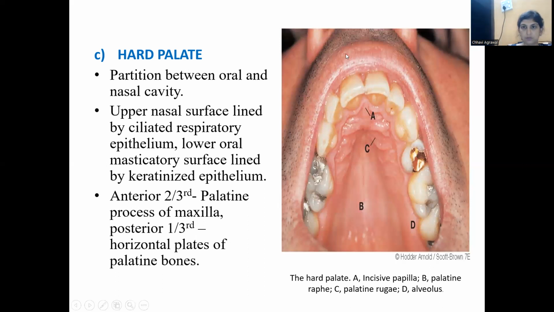So this is the area of the hard palate, and it has the incisive papilla marked as A, the rugosities which are called the palatine rugae, and the palatine raphe in between in the midline.